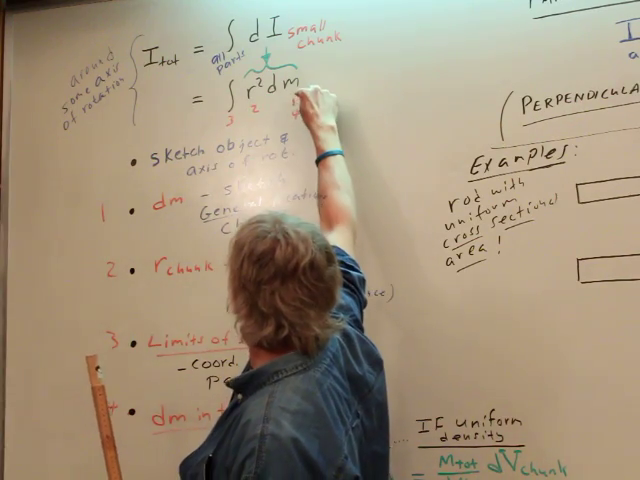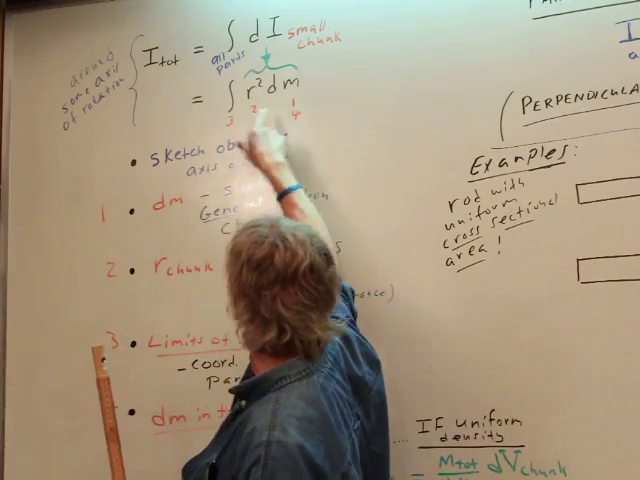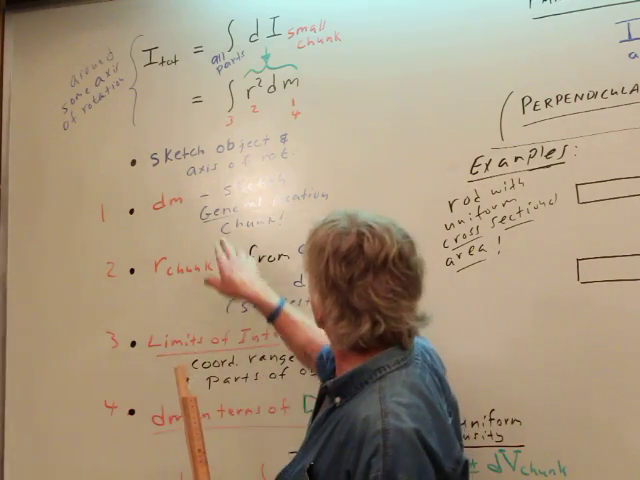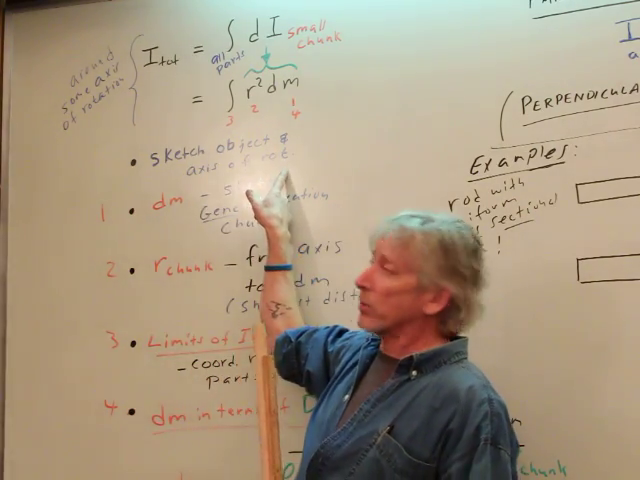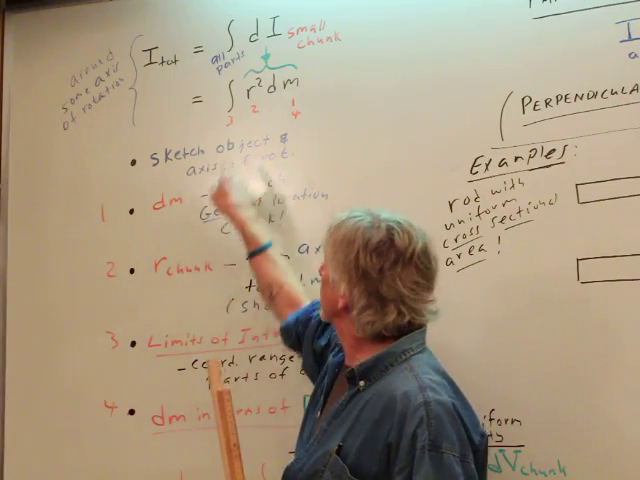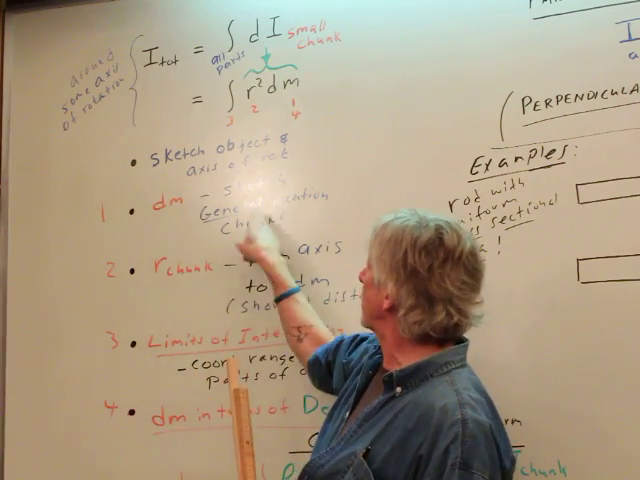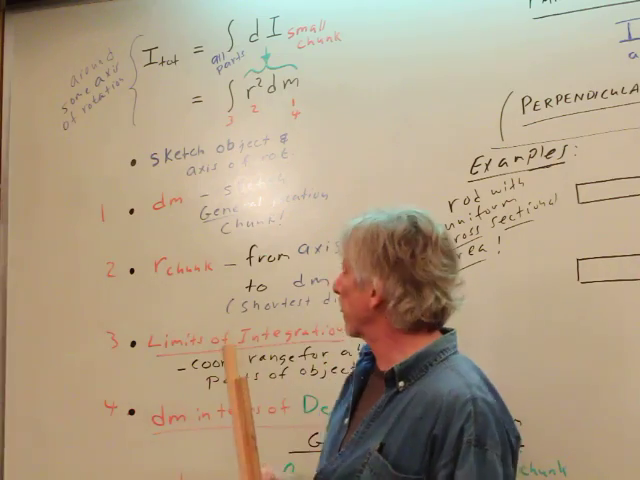How do we do this? We go 1, 2, 3, 4. It tells you what to do right there. So we sketch the object, we choose the axis of rotation. I'll do that over here. Then we go to dm. What's dm? Show it. Just show a little chunk, okay?